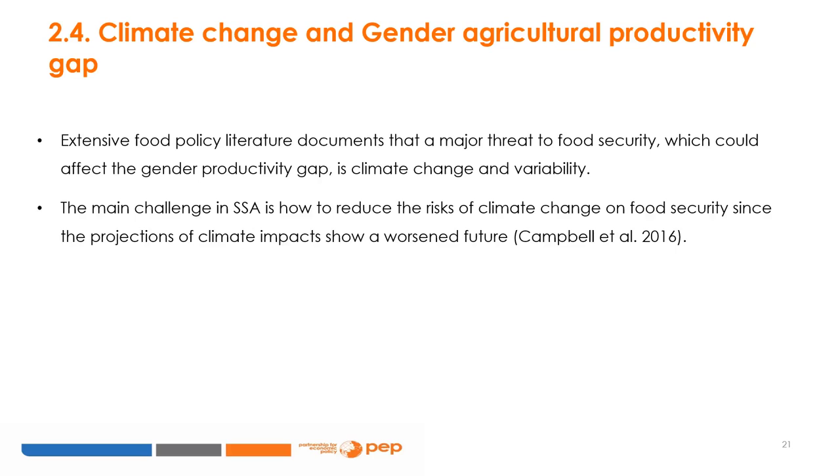Extensive food policy literature documents that a major threat to food security, which could affect the gender productivity gap, is climate change and variability. The main challenge in SSA is how to reduce the risks of climate change on food security, since the projections of climate impacts show a worsened future. Campbell et al., 2016.